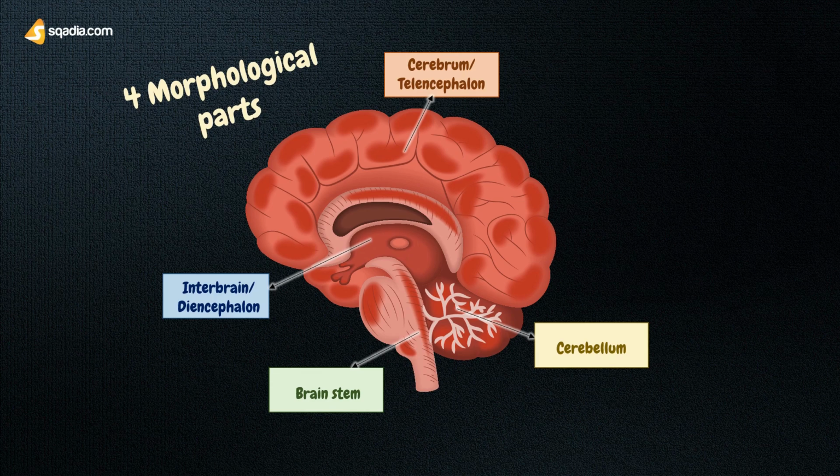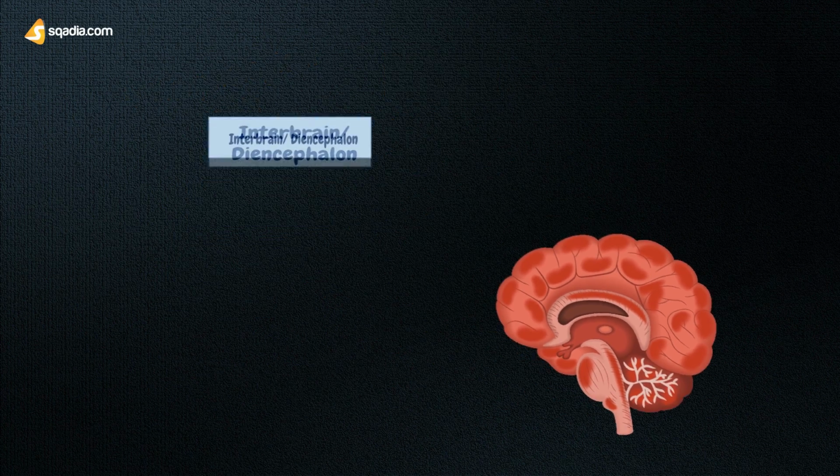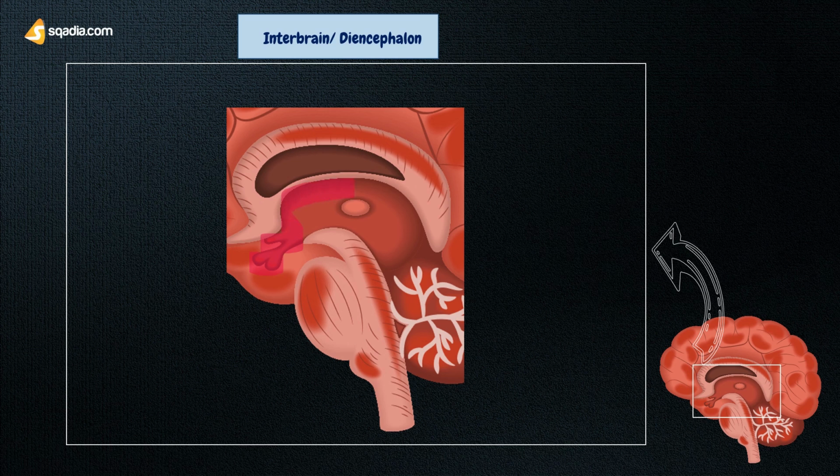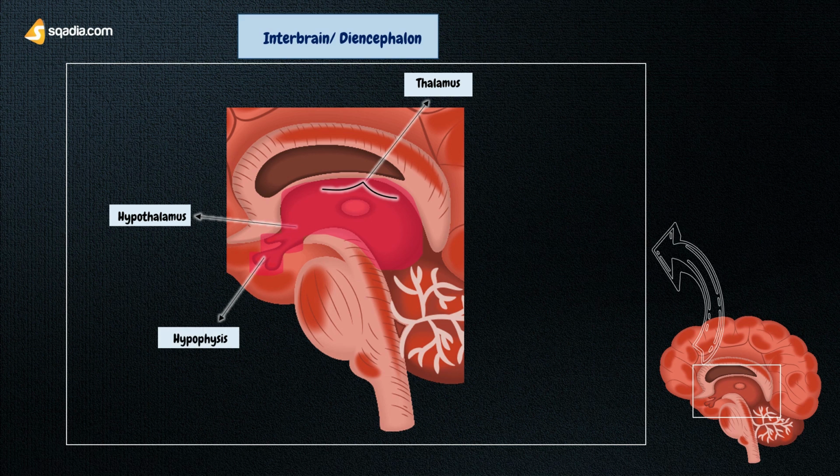The next important part of brain anatomy is the diencephalon. Here, the part that I am highlighting right now is the diencephalon or interbrain. The major components of the diencephalon are the thalamus, the hypothalamus, and hypophysis. Diencephalon is located just below the corpus callosum, which is part of the cerebrum, and above the midbrain.